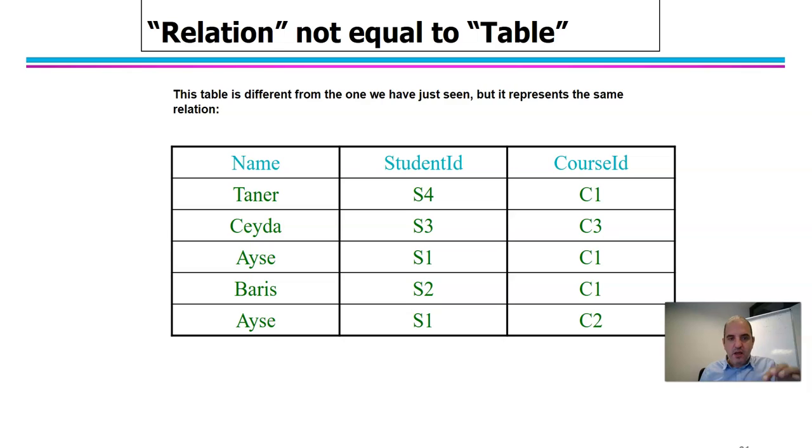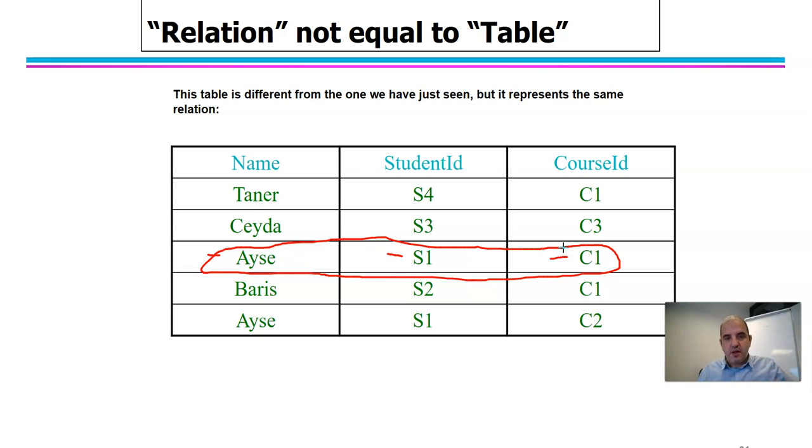But still, the row here, Ayşe, S1 and C1, this row is still a row, so it still represents a part of reality. So the format of the table is different from the reality. You can have different column orders, different row orders, but the reality itself, or the relation, must still be the same, because Ayşe is enrolled in course 1. This is reality. You are trying to show this reality in your table.